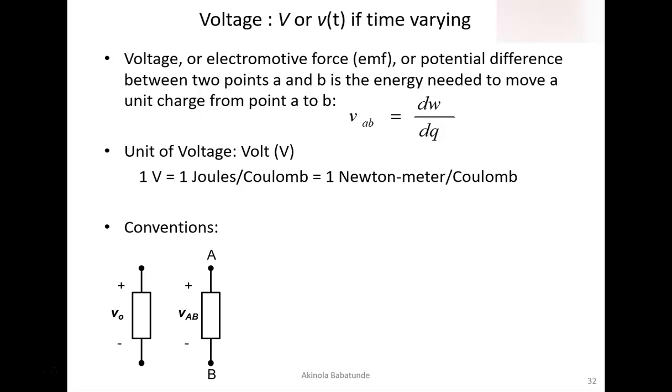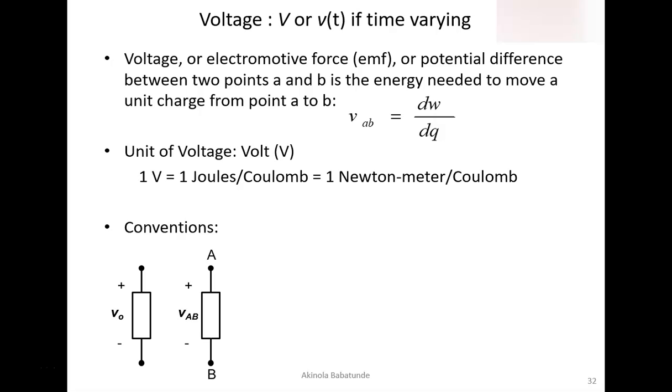Let's quickly talk about voltage. Voltage is represented as V if it is constant and V of t if it varies with time. Voltage can be referred to as electromotive force or potential difference between two points, A and B, and that voltage is the energy needed to move a unit charge from point A to point B. So we can say the voltage between points A and B is represented as VAB.